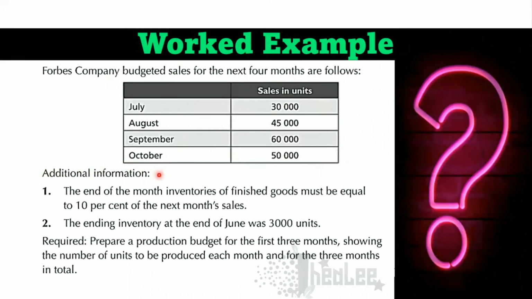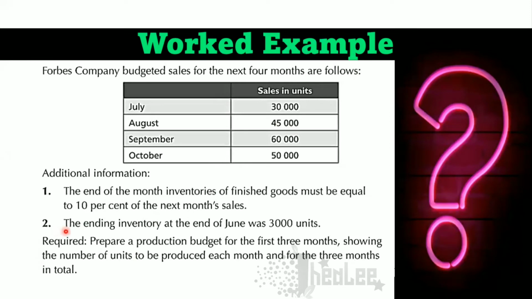Additional information, and you need to pay close attention to this detail that is provided. 1, the end of the month inventories of finished goods must be equal to 10% of the next month's sales. What are we basically saying? For July, the ending inventory should be 10% of August sales. So that would be 10% of 45,000, which would give us 4,500.